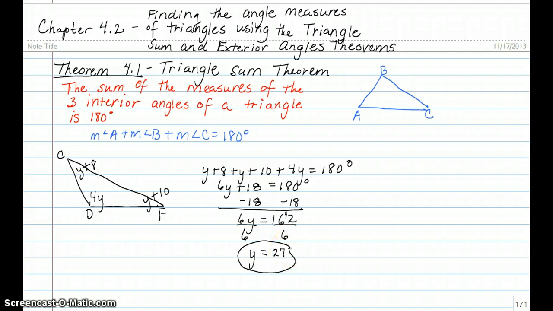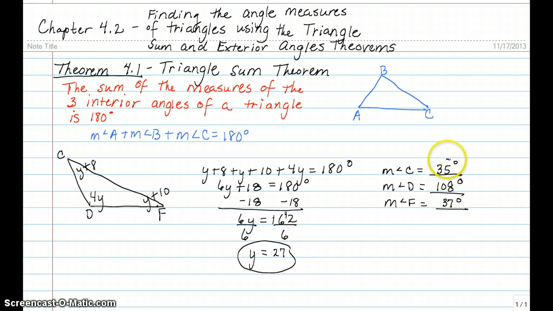So I'm going to ask you to find the following. Now that you know the y value, you can find all the other values. So the measure of angle C would be 27 plus 8, which is going to be 35 degrees. And then the measure of angle D is 4y. So you don't need a calculator for this. 4 times 20 is going to be 80. 4 times 7 is 28. 80 plus 28 is 108 degrees. And the measure of angle F is going to be y, which is 27, plus 10, so it's 37 degrees.